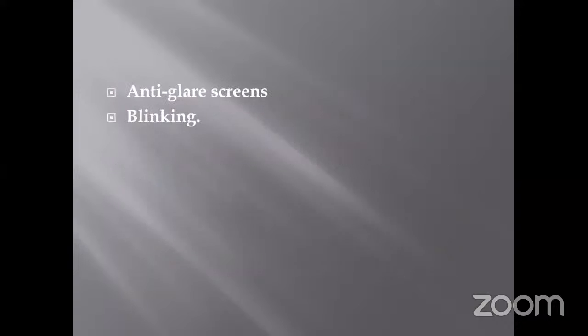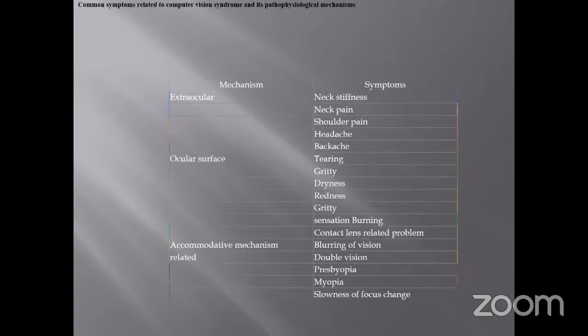Then also we can advise the patient to use anti-glare screens and to blink. Blinking keeps the tear film normal, coating fully, with evaporation and draining on blinking and proper coating. So blinking is very important in computer vision syndrome. So these are the conditions. Extraocular symptoms from posture problems are neck stiffness, neck pain, shoulder pain, headache, backache. Ocular surface symptoms are tearing, gritty sensation, dryness, redness, burning sensation, and contact lens related problems.